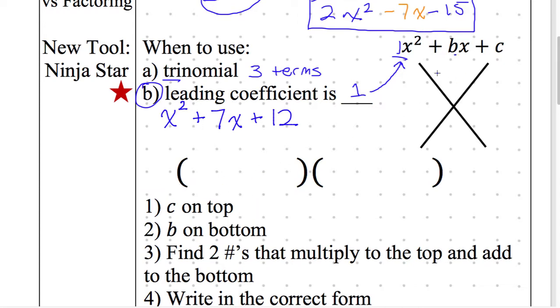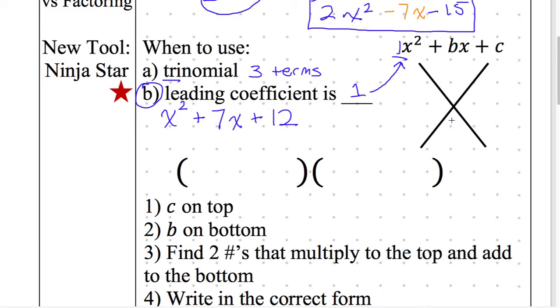The top would be up here, the bottom is down here, the left is here, the right is here. I'm talking about this Ninja Star. Notice how it just looks like an X for now. It will eventually start looking more like a Ninja Star on Monday. Teacher. More on Monday. Okay, so C on top.